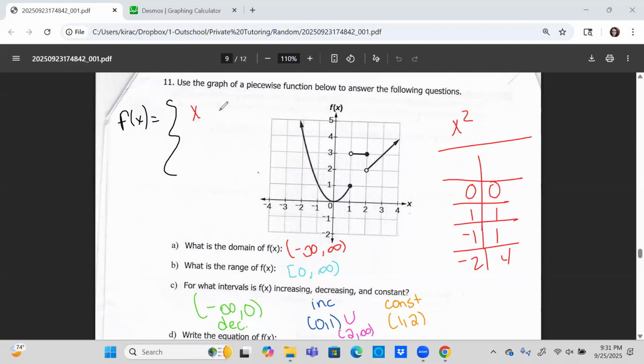So it's x squared, and then that starts at 1 and goes left. So that's if x is less than or equal to 1. Why equal? Because it has the solid dot. Okay? For this flat little piece, that y value is just 3 if x is between 1 and 2, and we'll close the 2 because of the solid dot. And finally, we just have that linear piece.